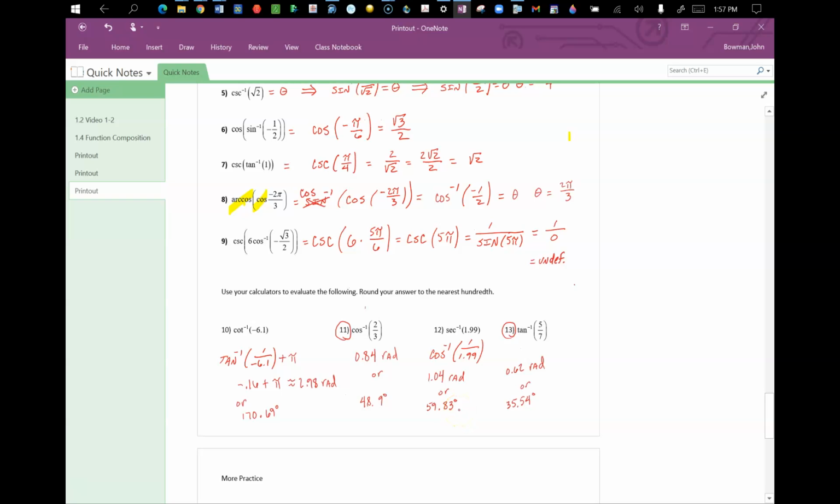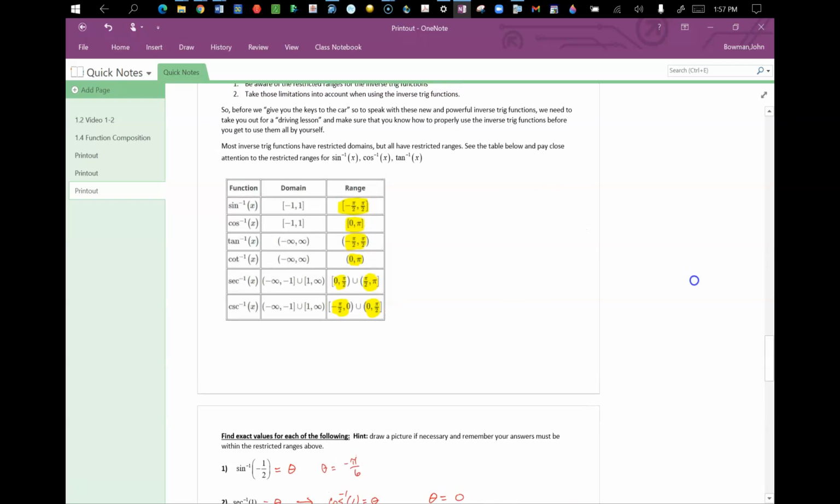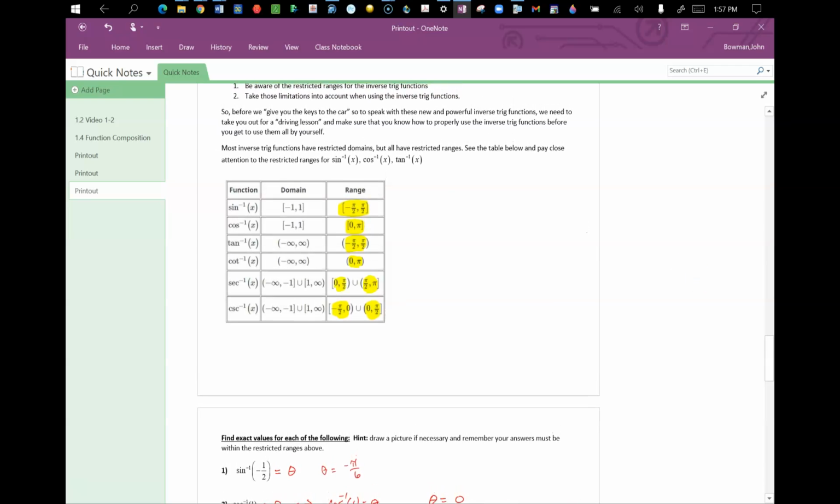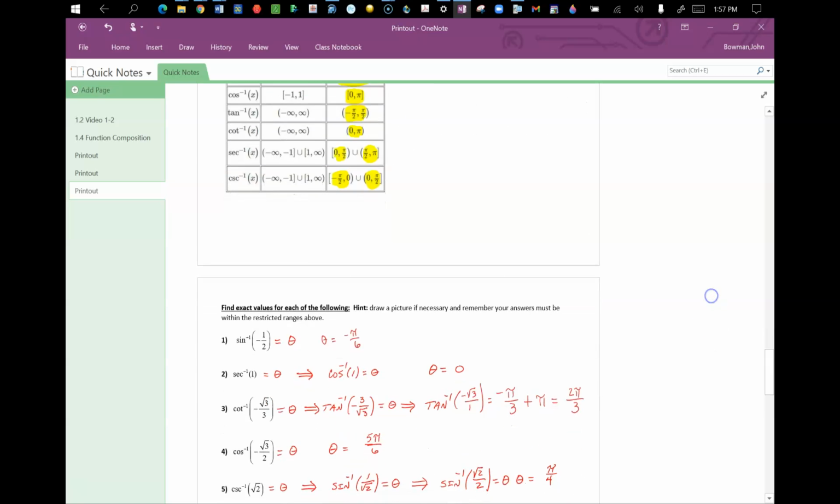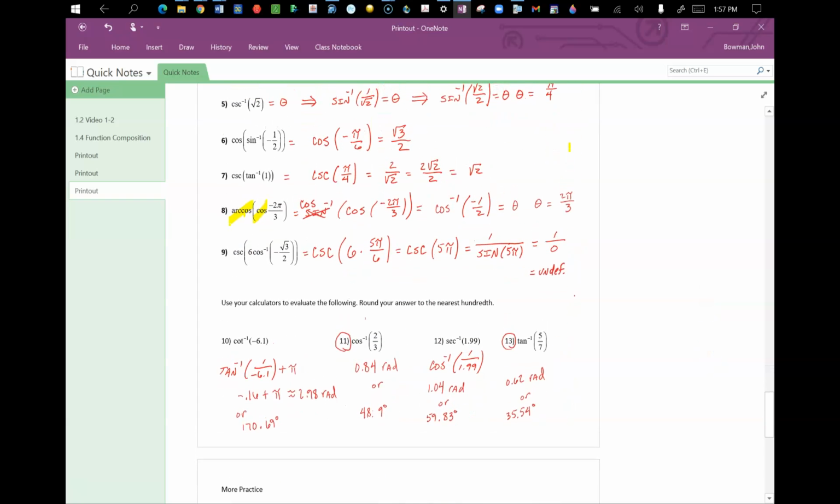Now, one of the things you should do when you do that is you should go back and make sure that you've met the restrictions on the inverse secant. So 59.83 would be in the first quadrant. If we go back to the restrictions on the inverse secant, we can have a number between 0 and pi over 2. That's in the first quadrant. We're good with that. The tricky one is this inverse cotangent.